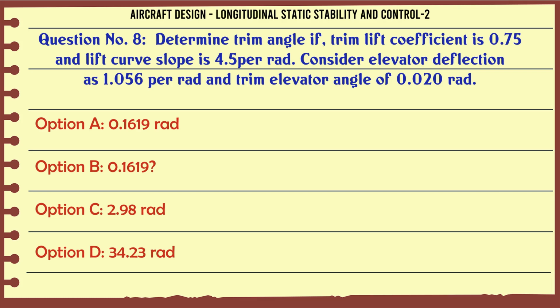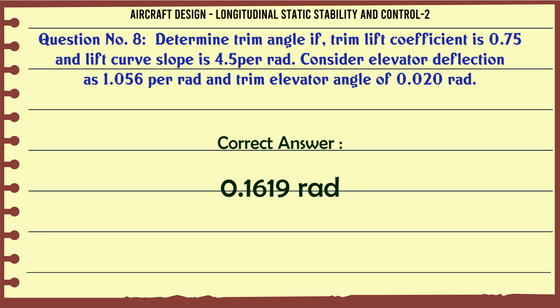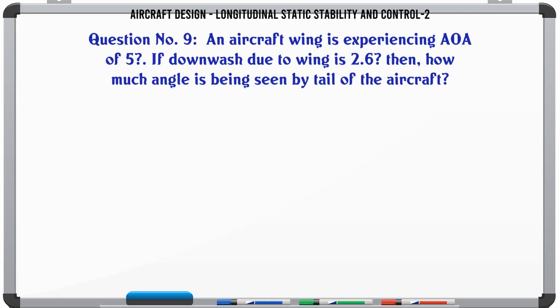Consider elevator effectiveness as 1.056 per rad and trim elevator angle of 0.020 rad. A: 0.1619 rad, B: 0.1619, C: 2.98 rad, D: 34.23 rad. The correct answer is 0.1619 rad. An aircraft wing is experiencing AOA of 5.